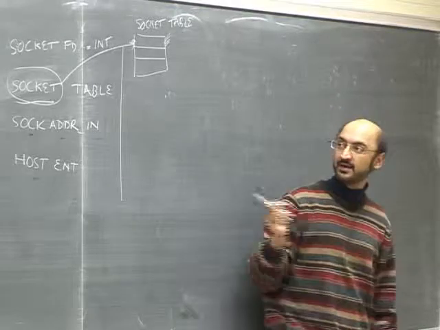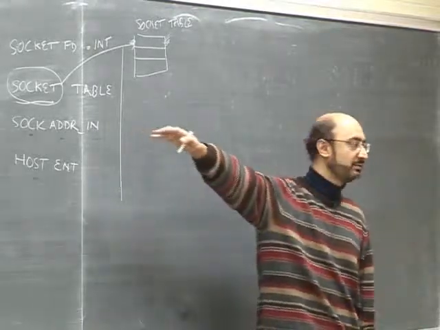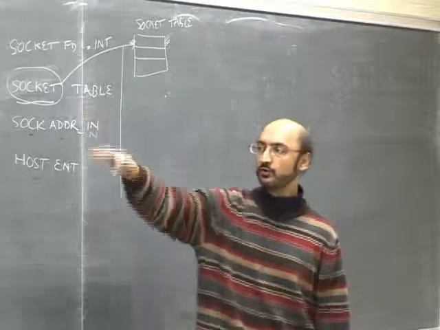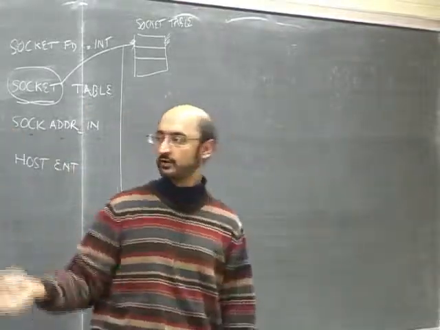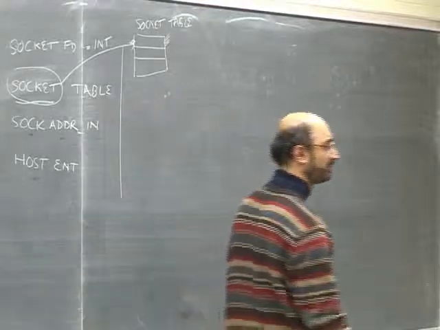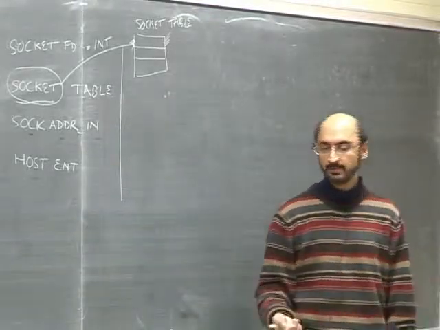Okay, any questions about the socket table? The reason we have more than one socket open is because if you think of a web server, it may have 2,000 open connections. So it'll have a socket table with 2,000 entries in it, right? Because you saw the 2,000 connections that are open.